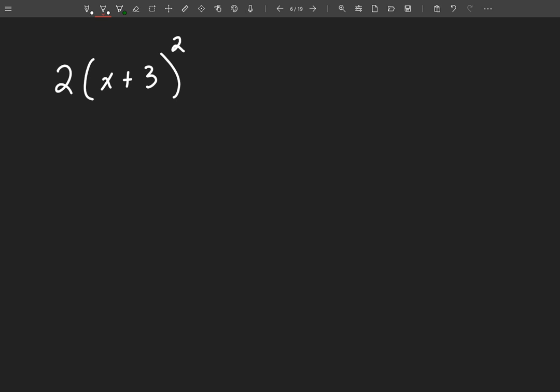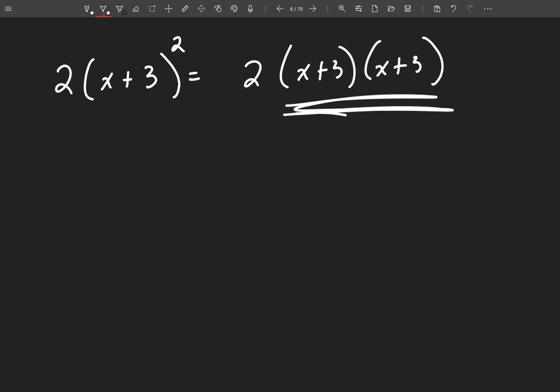what would you do? Well, some people might suggest to take this 2 and distribute it and then square it, right? But that doesn't really quite work because if you think about it, this 2, as we said before, is saying take 2 of those and multiply. So if I were to write this out the way this squared suggests, I would have 2 times x plus 3 and then again x plus 3, right? So really what's happening is I have 2 times whatever this whole thing is, right?